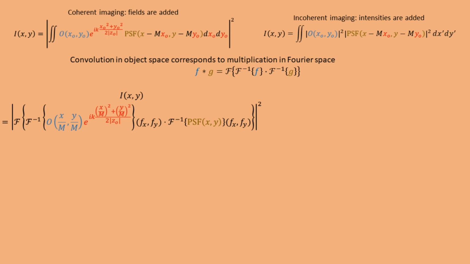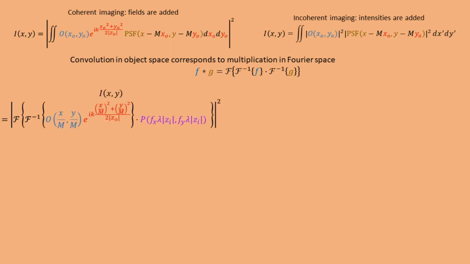In the coherent case, we multiply the inverse Fourier transform of a magnified object with a quadratic phase factor with the inverse Fourier transform of the PSF, and we know that the inverse Fourier transform of the PSF gives the pupil function of the lens. So actually what we're doing is the following.